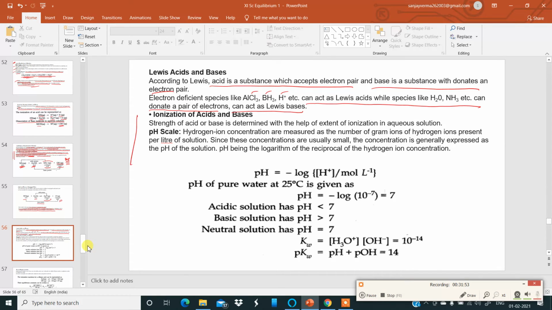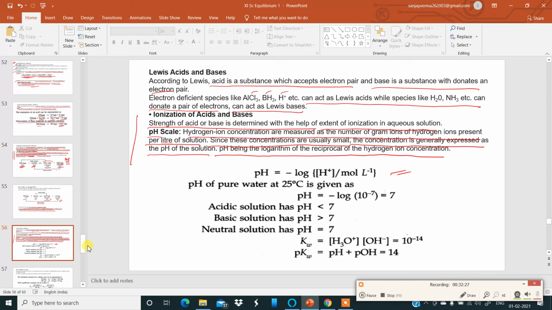So, ionization of acids and bases. The strength of an acid or base is determined with the help of the extent of ionization in aqueous solution. The pH scale: hydrogen ion concentrations are measured as the number of gram ions of hydrogen ion present per liter of solution. Since these concentrations are usually small, the concentration is generally expressed as the pH of the solution, pH being the logarithm of the reciprocal of the hydrogen ion concentration. This is something which you have learned in class 10 also. pH is equal to the negative logarithm of the concentration of hydrogen ions.